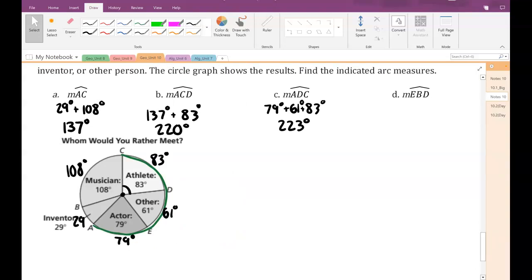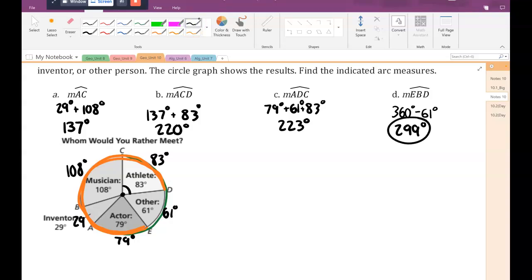And then the last one, EBD. That means it's everybody besides the others. So we can take our 360 degrees minus our related minor arc, which was 61 degrees, and then just do subtraction. 360 minus 61, 299 degrees. So those are all your answers.